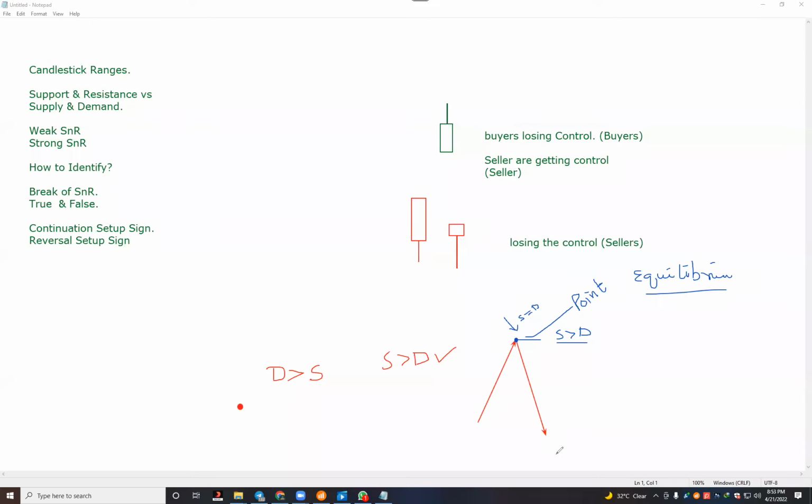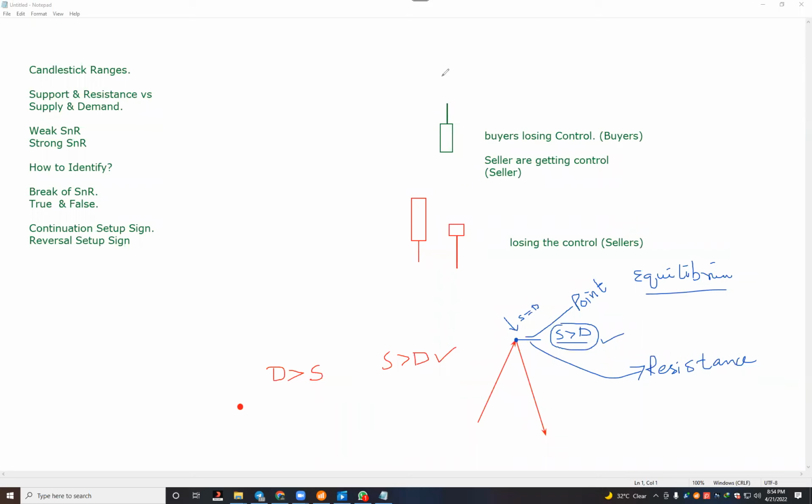After waiting and observing after this equilibrium point, it proves that the second option, supply is greater than demand, happened. Okay. Now this point becomes a resistance. This point becomes a resistance. Here we will draw the line.